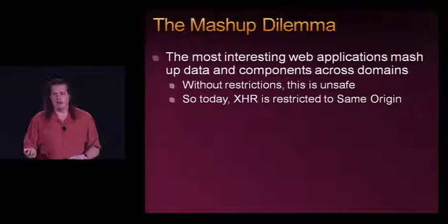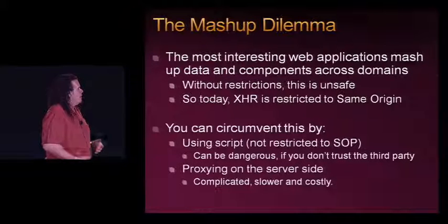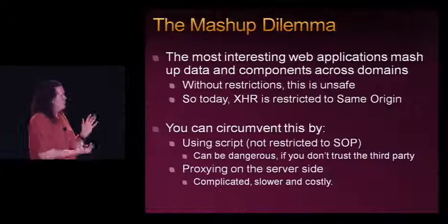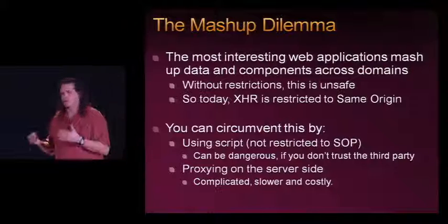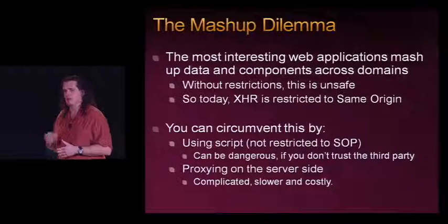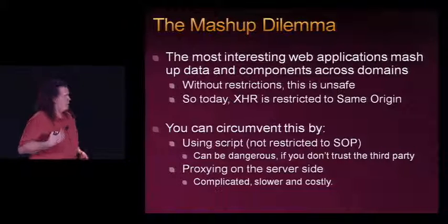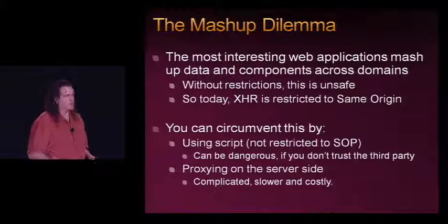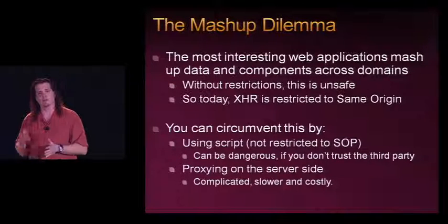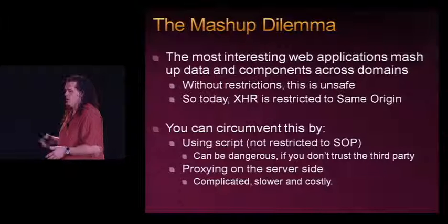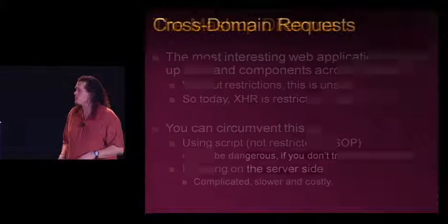So today, XML HTTP request is restricted to a same origin policy. Now, there are ways around this. These are only 2 of them, and there are N at least. But each one of them has some problem with it, right? If you inject script, well, you're putting somebody else's script in your page. That's not really safe. You can proxy it on the server side, but that has a number of problems around authentication and where it's coming from and relevance sort of thing. And it's complicated and slower, and you have to run a proxy server and all that kind of stuff.